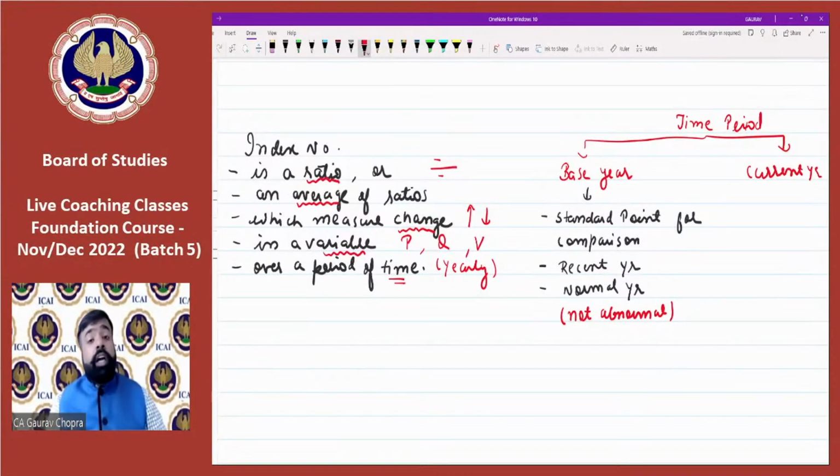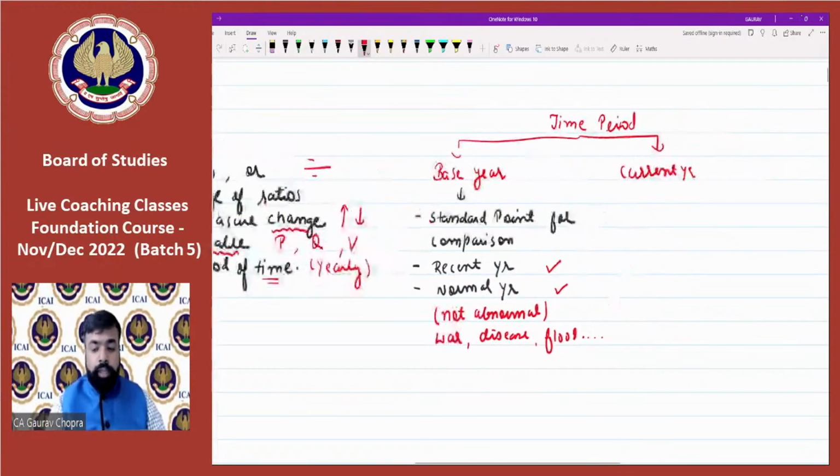Now, again, what is abnormal? Any year which is affected by, let's say, any disease, war, or flood, or any other case. We can take the example of COVID. 2021 was affected by COVID, so we cannot consider that year as a base year because prices changed too much. There was too much fluctuation in price, in demand. So base year should be a recent year and it should be a normal year.